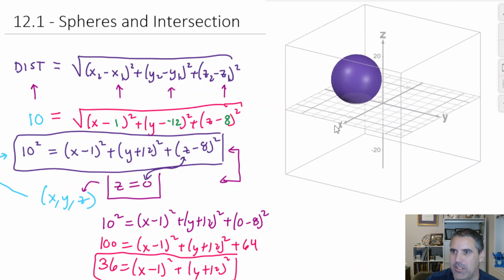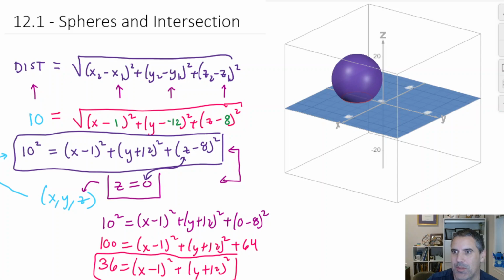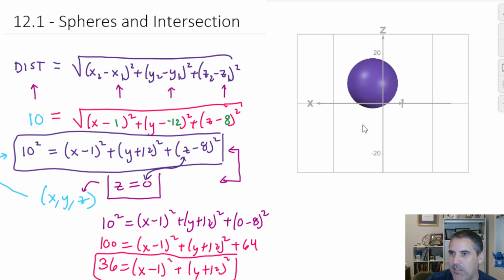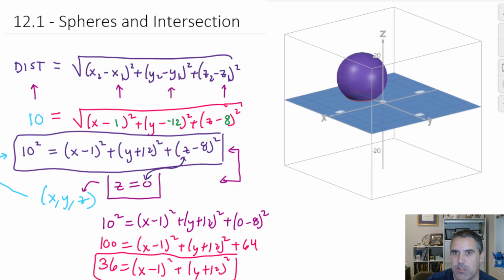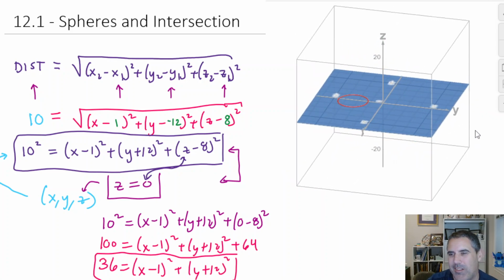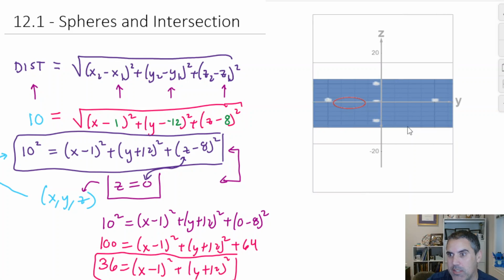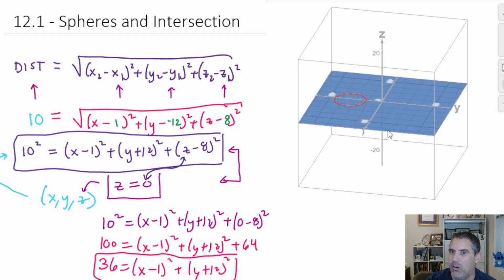It looks like the intersection is a circle. Let me show you some things. There's that plane. There's that intersection. Let's get rid of the sphere so we can see it. So I feel like for a lot of students, that's an aha moment of, oh, this is valuable. Absolutely, it's valuable. That's that intersection.